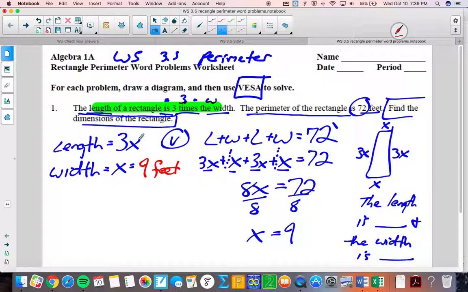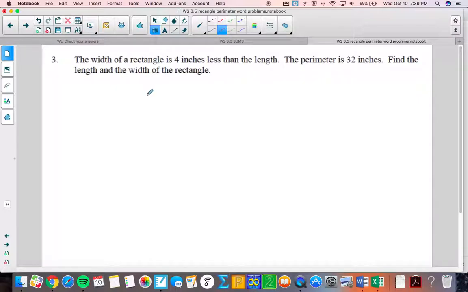Our length is 3 times x, so that's 3 times 9, which is 27 feet. My length is 27 feet, which is just one apostrophe, by the way. That means feet. And our width is 9 feet. Bada bing, bada boom. Next problem: the width of a rectangle is 4 inches less than the length. The perimeter is 32 inches. Find the length and the width of the rectangle.